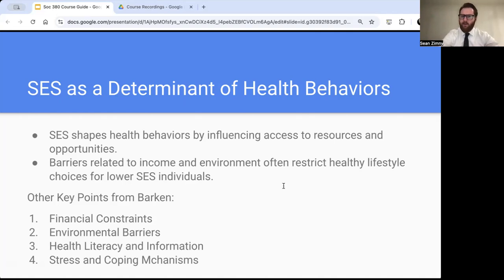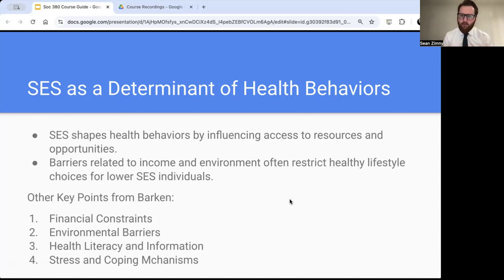And some key takeaways are listed there on the slide: socioeconomic status shapes health behaviors by influencing access to resources and opportunities. And then number two, barriers related to income and environment oftentimes restrict healthy lifestyle choices for those of lower socioeconomic status. But let's talk a little bit further about the Barkin reading, again, as socioeconomic status as a determinant of health behaviors, not just health outcomes, health behaviors. So I want to reinforce that health behaviors like diet, exercise, smoking, and preventative healthcare use are not solely determined by personal choice, but are deeply influenced by structural and environmental factors tied to socioeconomic status.